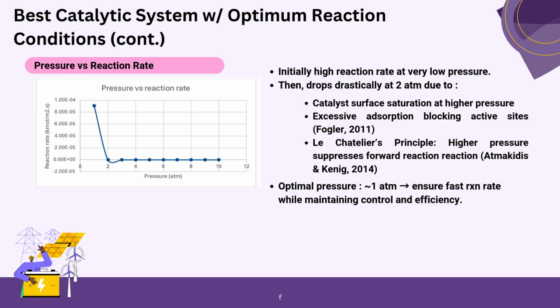Additionally, according to Le Chatelier's principle, increasing pressure shifts the equilibrium towards fewer gas molecules, potentially suppressing the forward reaction. Anyhow, for optimal conditions, maintaining pressure close to 1 atm ensures the highest reaction rate and efficiency.